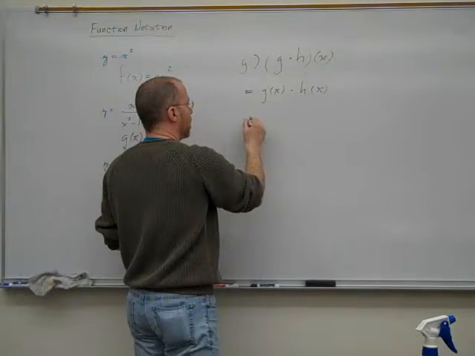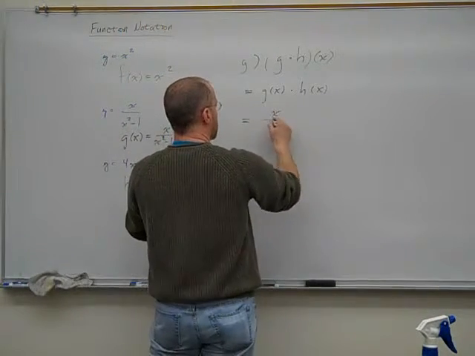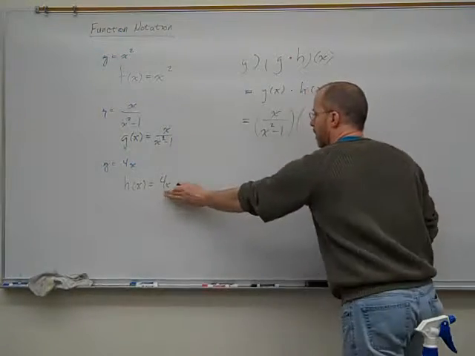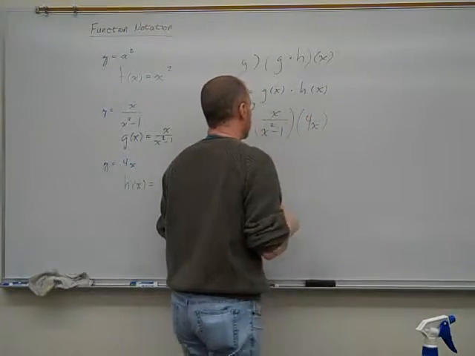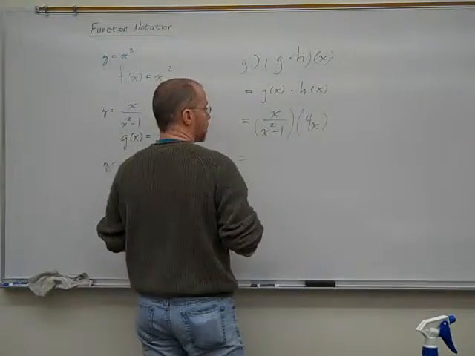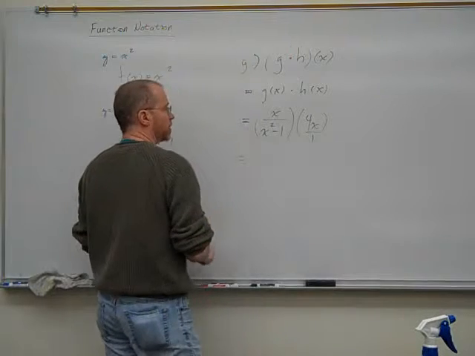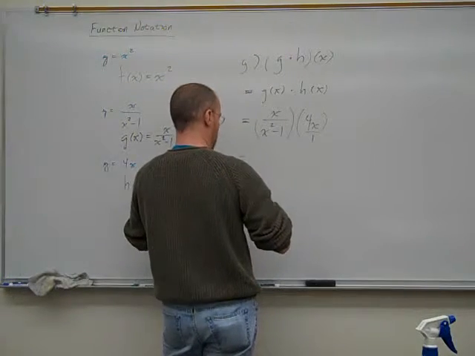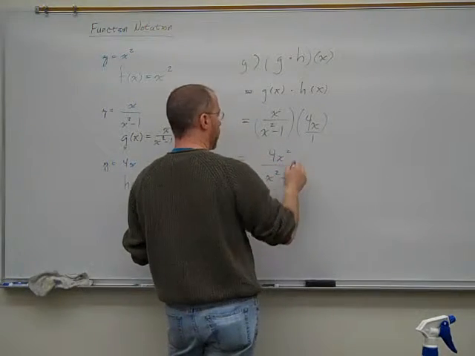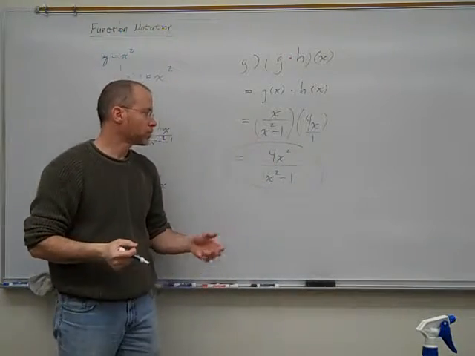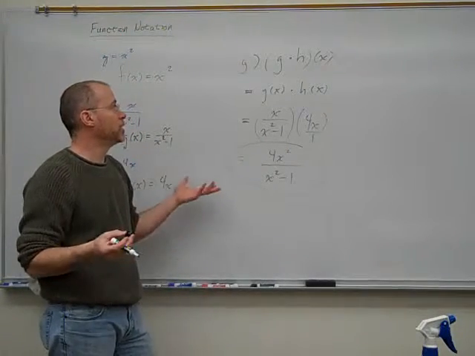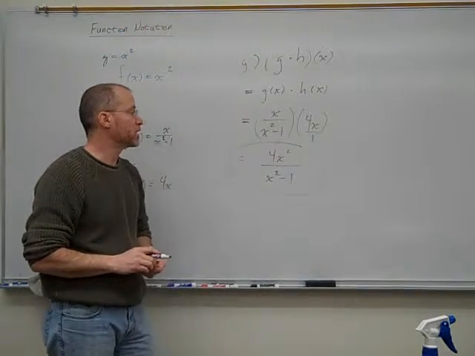So, copying the formulas down, g of x is this animal, and h of x is, output's just 4x. So, working with algebraic fractions here, this is just 4x squared over x squared minus 1. You could factor the denominator, but you can't actually do any canceling. So that's g times h of x, or g of x times h of x.